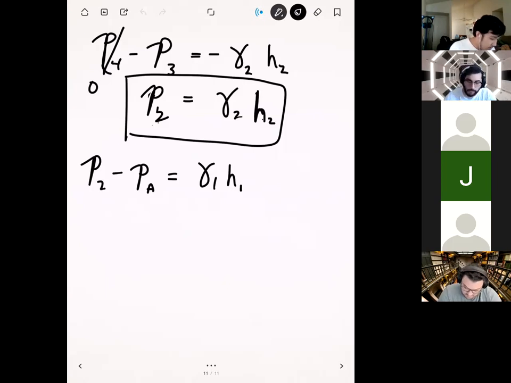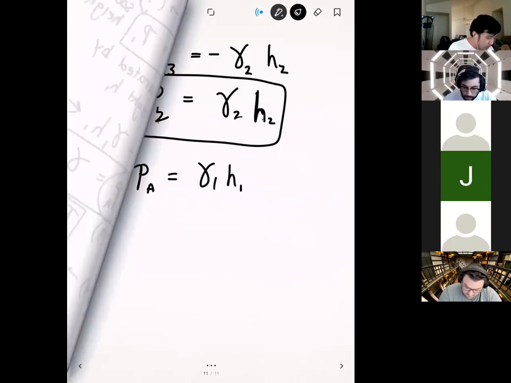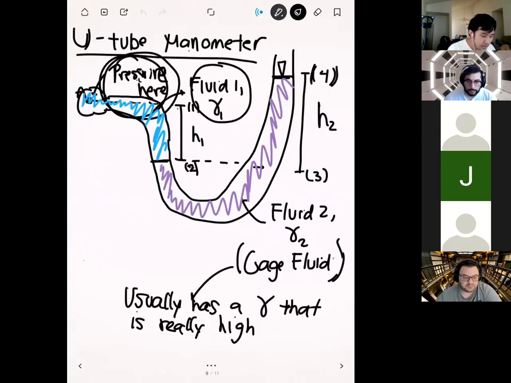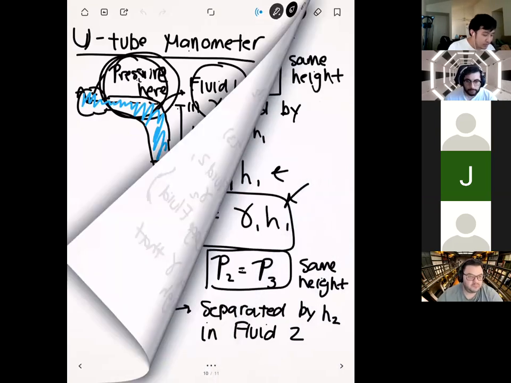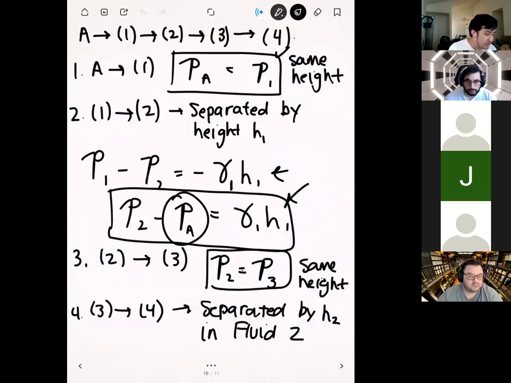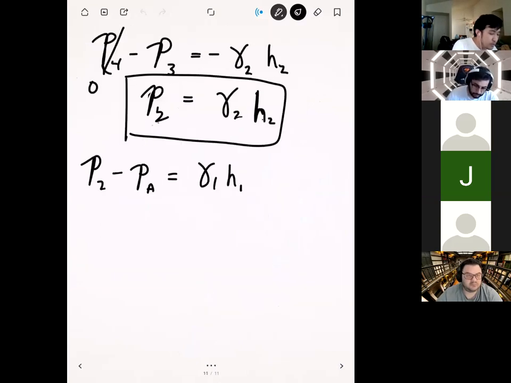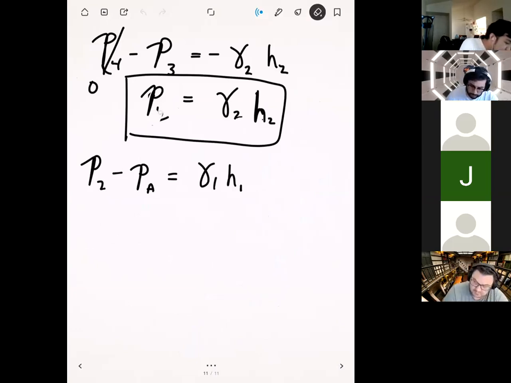So basically what we're doing is working our way around the U-tube manometer, going from point to point and location to location. We have all these expressions from the different parts: step 1, step 2, step 3, step 4. Then I'm plugging everything back in so that we can solve for PA. At the end of step 4, we have P3 is equal to gamma 2 H2. Since P3 is the same as P2, I've replaced the 3 here with 2.